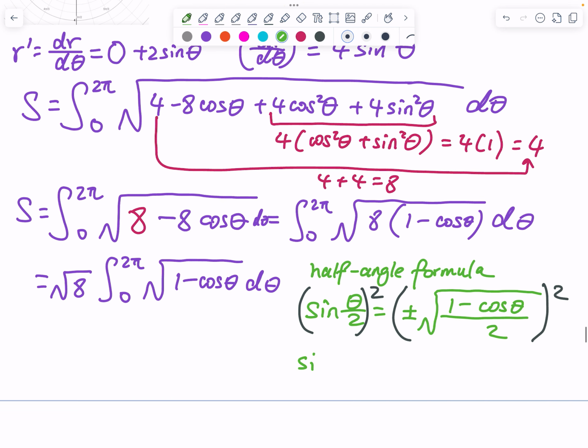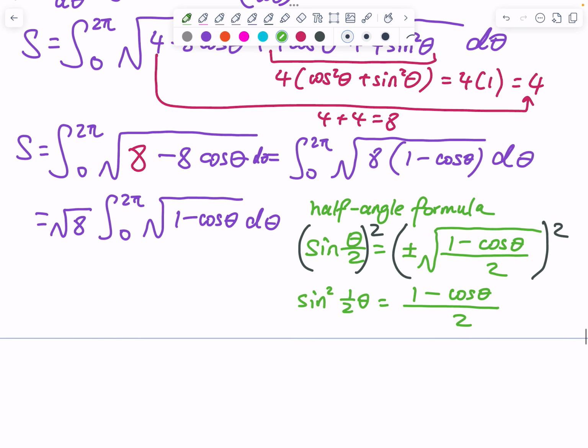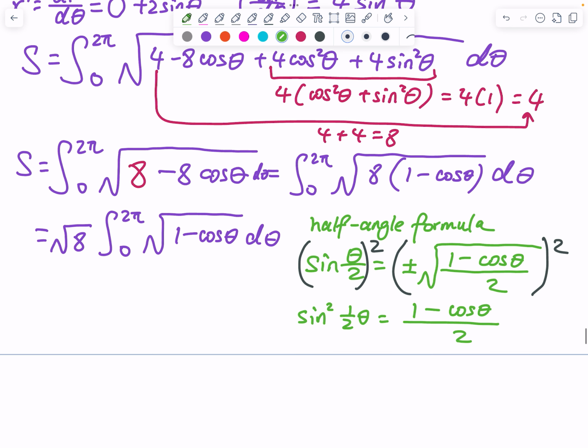And then I have sine square. Let's do 1/2 theta, I feel more comfortable with that. And then this is 1 minus cosine theta divided by 2. How about we multiply the 2 to the other side? Then we get 2 times sine square of 1/2 theta equals 1 minus cosine theta. And then we can bring this over here. So this is 1 minus cosine, the yellow piece, and I will put it right there.